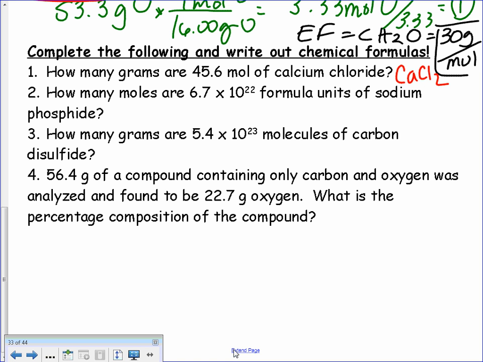Yes, because what are we starting with here? Yeah, we're starting with a form of a particle. We're starting with formula units of sodium phosphide. What's sodium phosphide? Think about it.